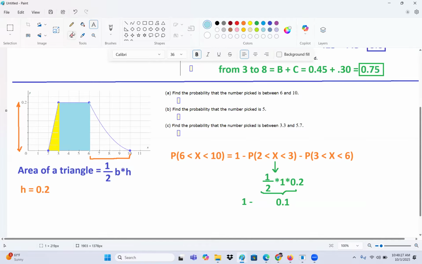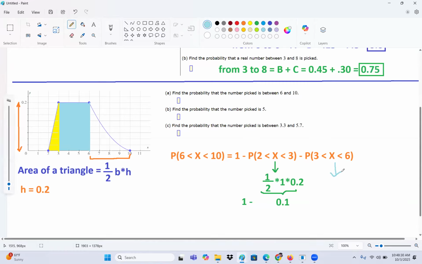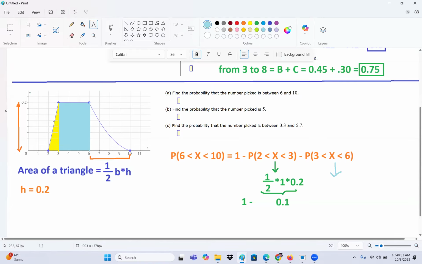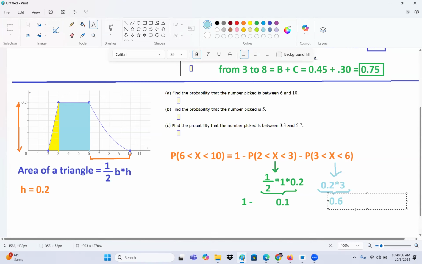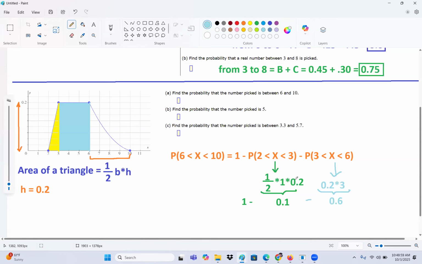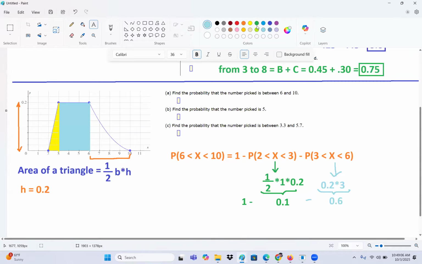So this area is a little easier. It's a rectangle, right? So obviously we can just compute it. The height is 0.2 times the length, which is the difference between 3 and 6, is 3. So this one is 0.6, right? You're going to subtract that. So the answer is 1 minus 0.6 minus 0.1 is 0.7. So 1 minus 0.7 is 0.3. So the answer for that is 0.3.